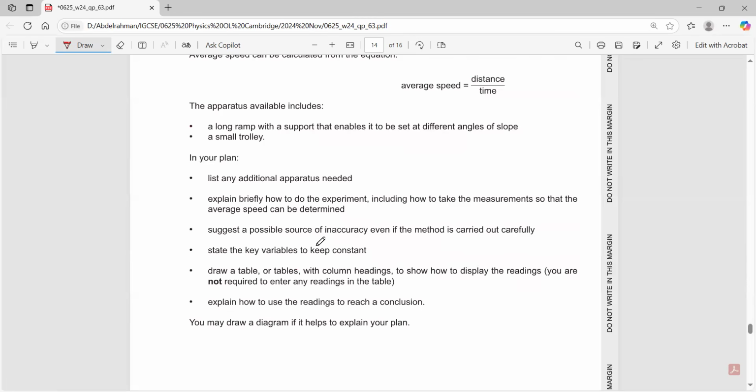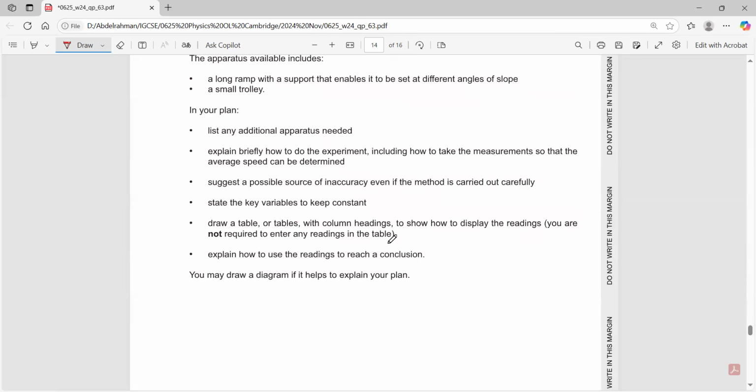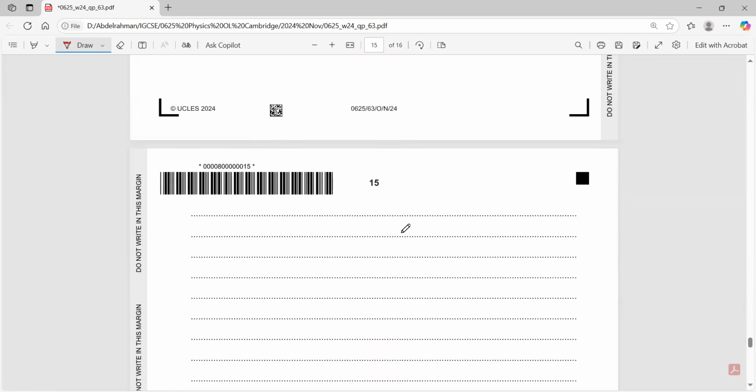We need to suggest a possible source of inaccuracy and state the key variables. First of all, what is my independent variable? My independent variable is the range of values. I will be changing the angle of the slope within the limits, again, we need to talk about logical numbers. What could some logical values for the slope be? If I say 10 degrees, 20, 30, 40 and 50 degrees, these are some logical values.